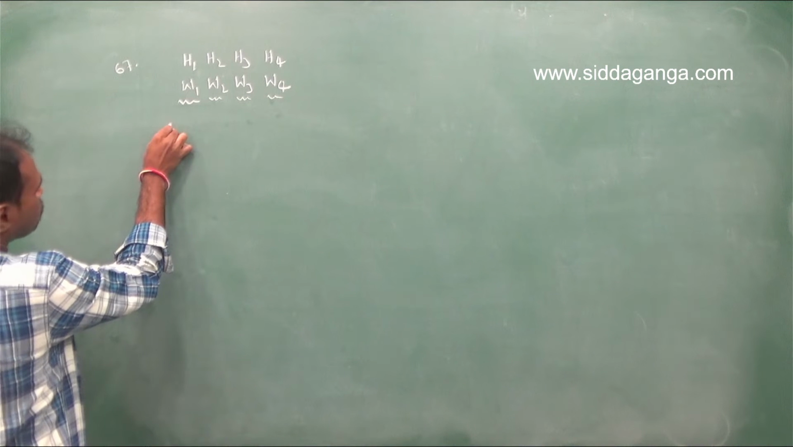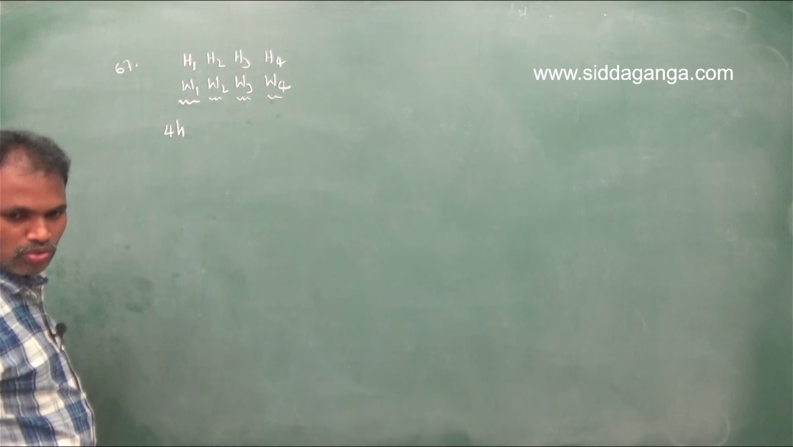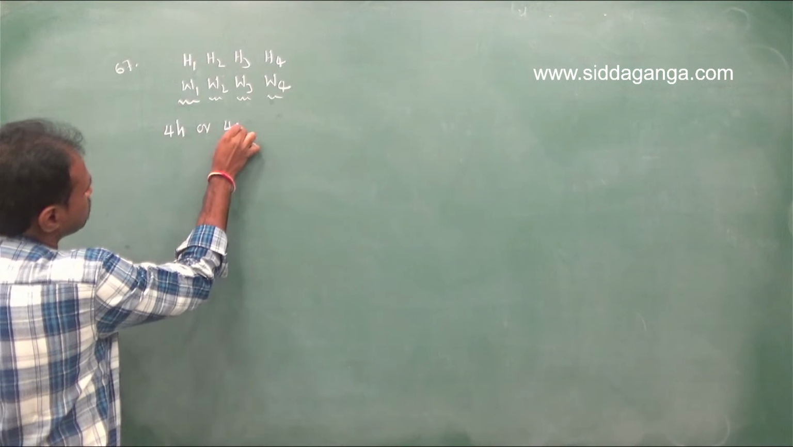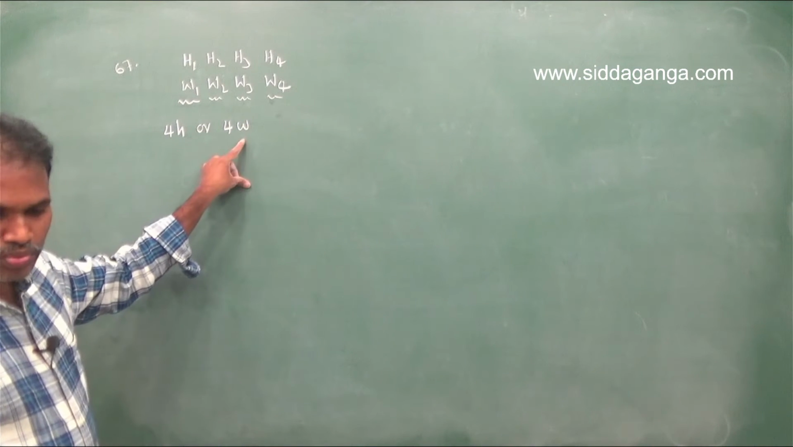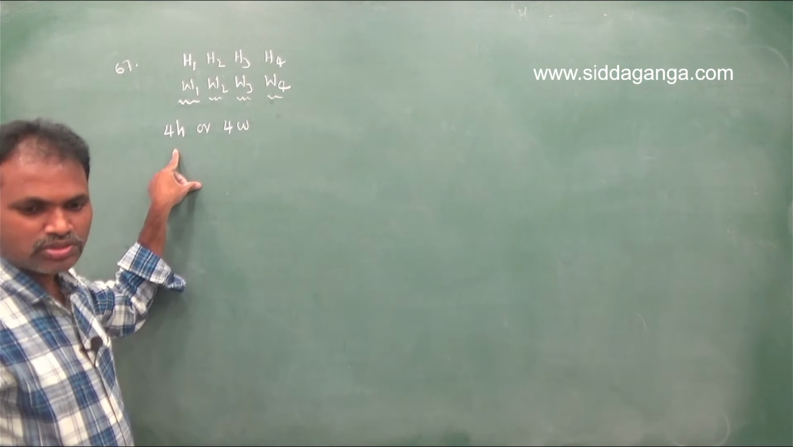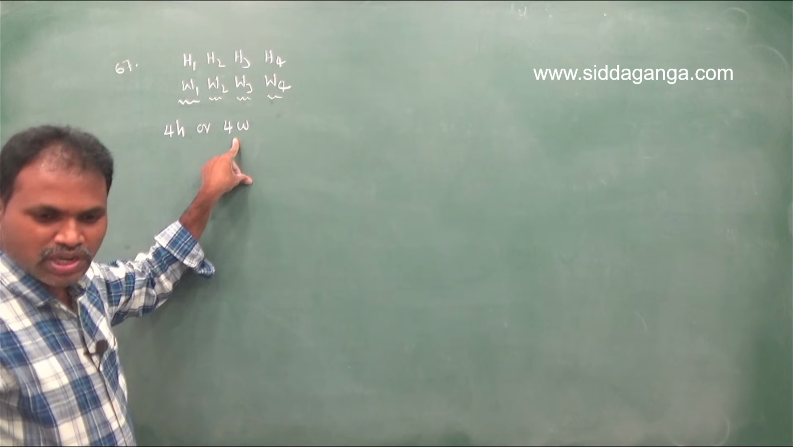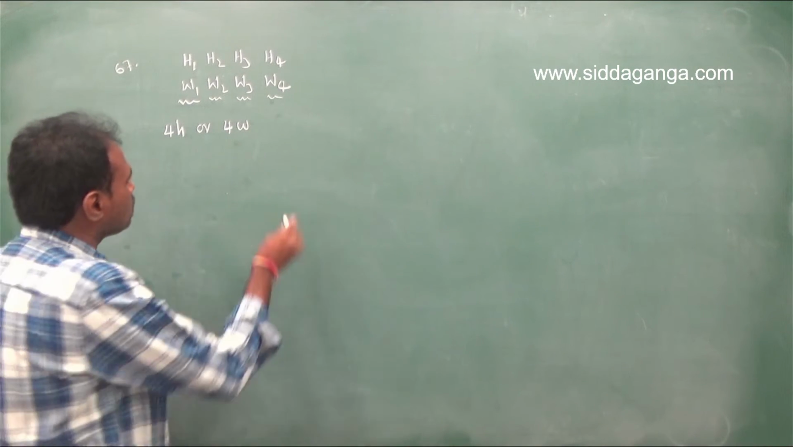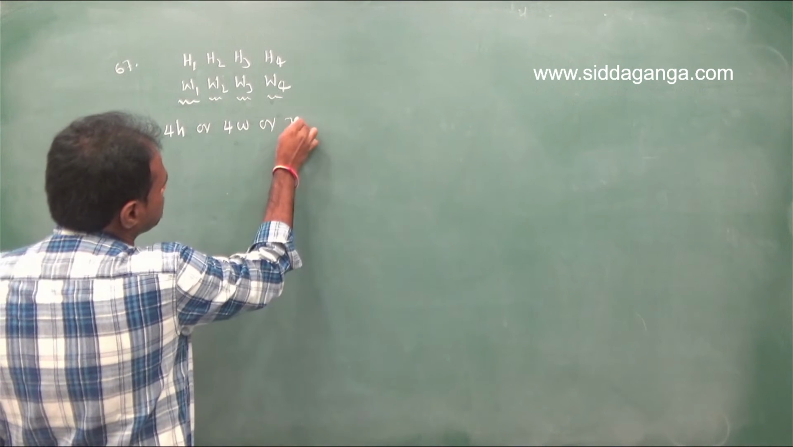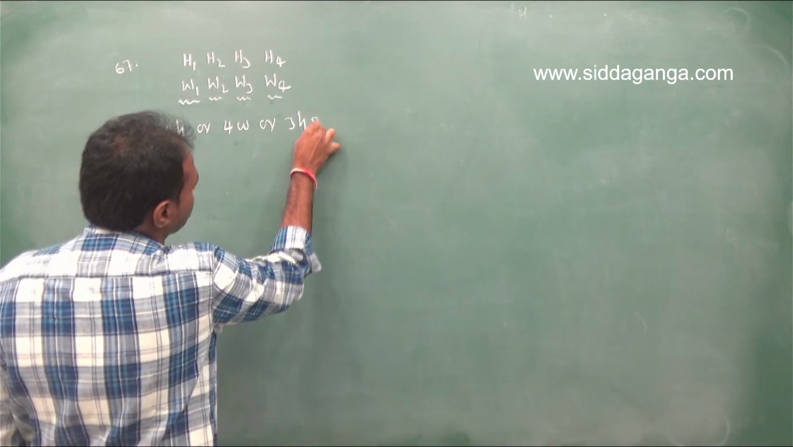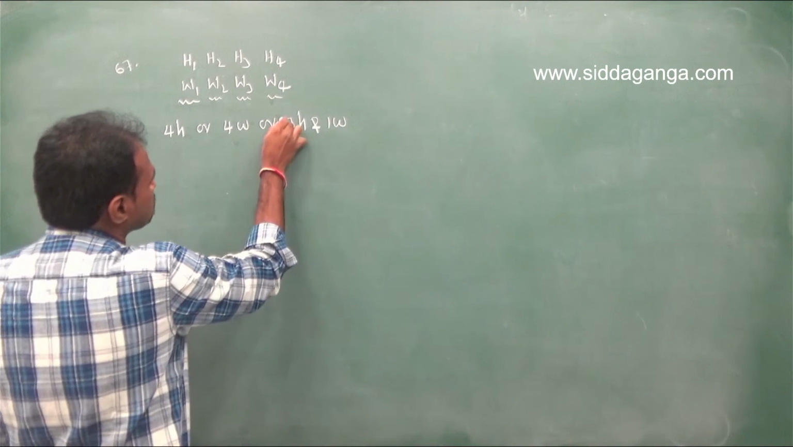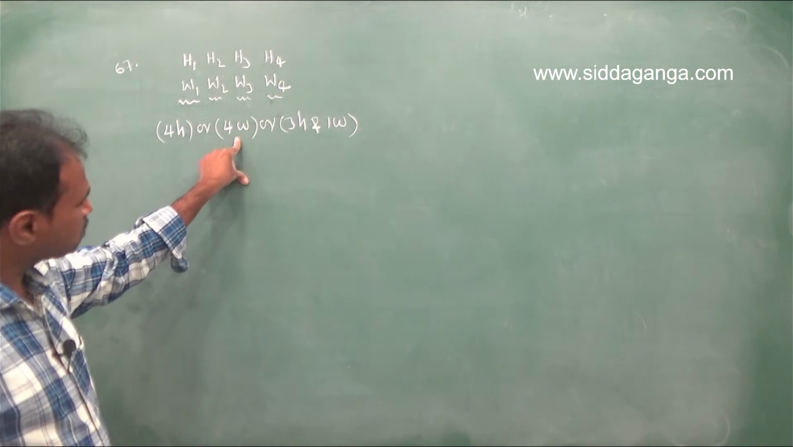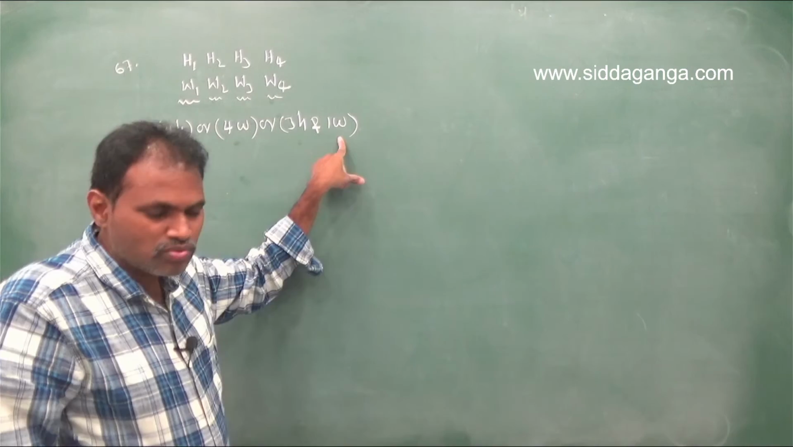Therefore, you can select 4 husbands or 4 wives. Why? Because with 4 husbands there is no couple, and if you select 4 wives for the committee, there also there is no couple. Or three husbands and one wife, three husbands and one wife.